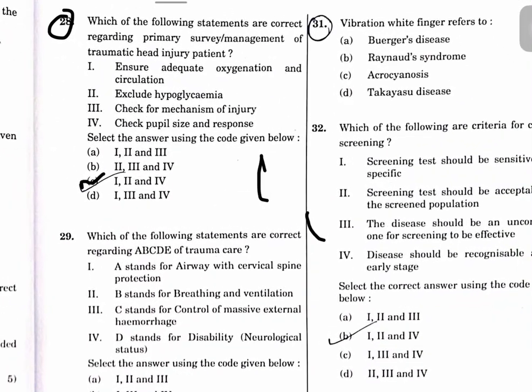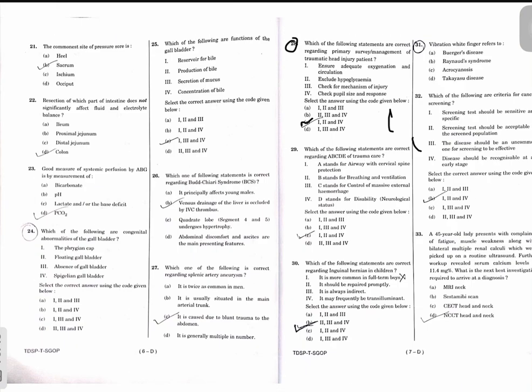Which of the following statements are correct regarding ABCDE of trauma care? Correct answer is your C. So the correct statements are: A stands for airway with cervical spine protection, B stands for breathing and ventilation, D stands for disability, neurological status, but C stands for control of massive external hemorrhage. That is incorrect.